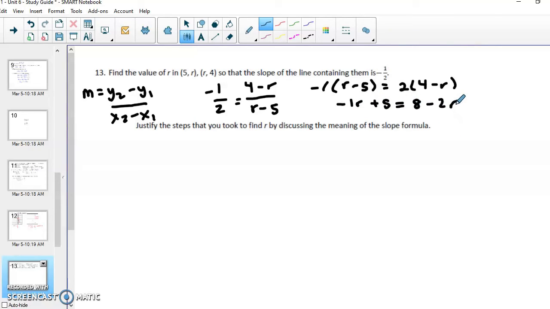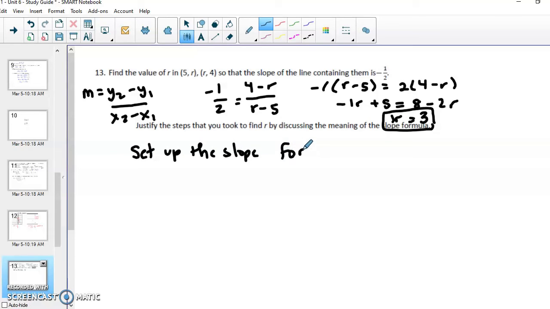And if you solve this, I'm going to add 2r to both sides. I'm going to subtract 5 from both sides. And I got r equals 3. Justify the steps. We set up the slope formula. And you solved for r.